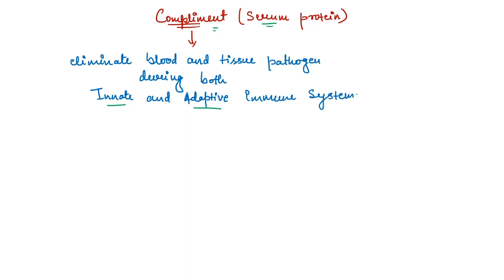Now these complement proteins follow different routes to eliminate the foreign molecule from the body. And different routes are opsonization.